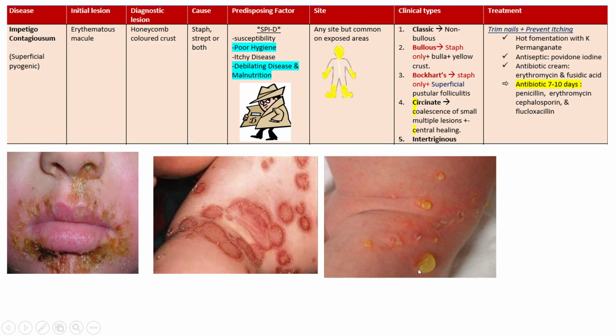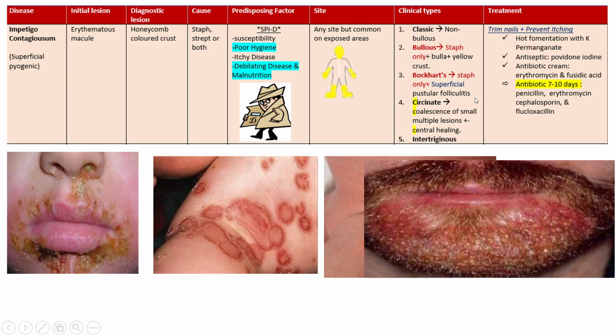For the bullous type, as the name refers, there are bullae, and it's usually covered with a yellow crust. For the Burkhart's type, however, again, it will be superficial and pustular, and we have already discussed that impetigo is a superficial and pyogenic infection, so we will not be surprised knowing that Burkhart's is superficial pustular. However, the new information is that it's a type of folliculitis, and it affects the hair follicles, especially in the beard. So as we've seen here, there is a pustular folliculitis.